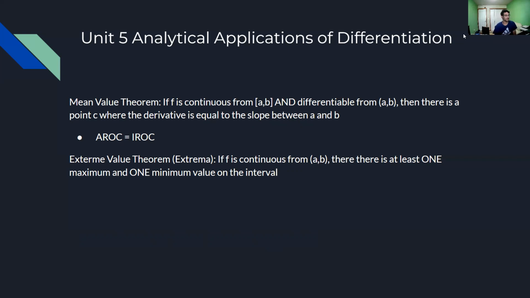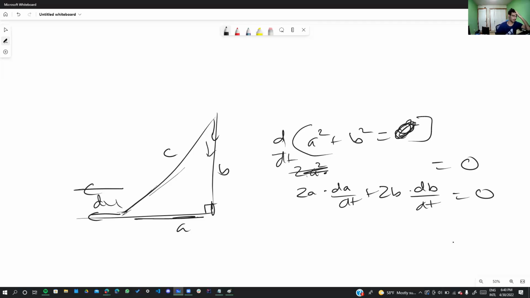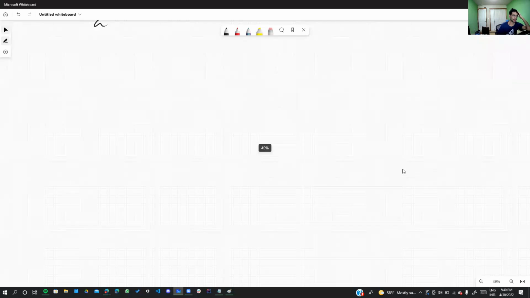Then the mean value theorem over here says if f is continuous from a to b inclusive and differentiable from a to b exclusive, then there is a point c where the derivative is equal to the slope between a and b. And for that, it's really easy to understand with a graph.